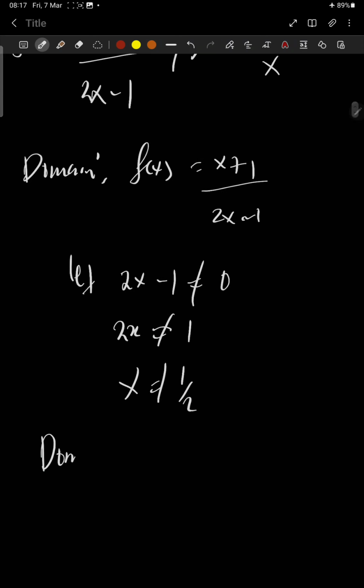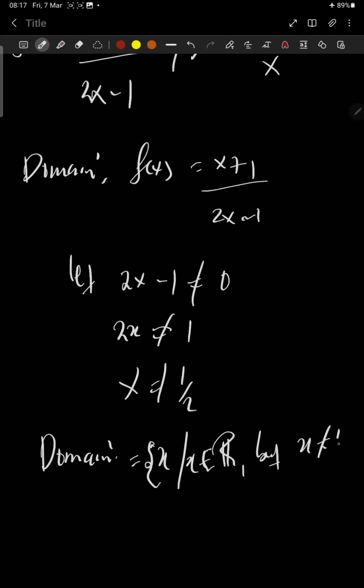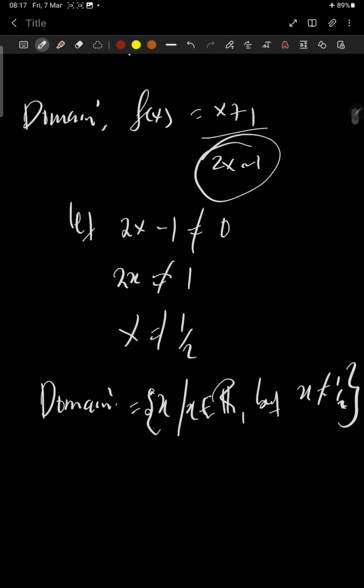So meaning your domain will be equal to x such that x is a member of all real numbers in the universe, right? But x will not be equal to half. Why? Because when x is half, the function will be a math error. So for a rational function, the denominator should not be equal to 0. So that's the domain here. So the domain will be the set of all real numbers, but x will not be equal to half.